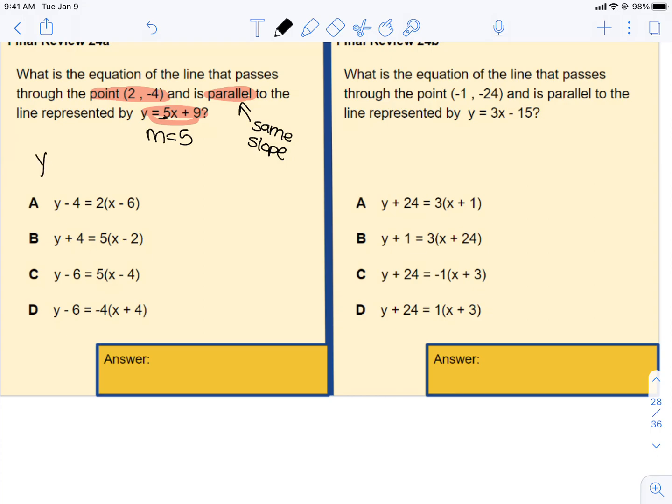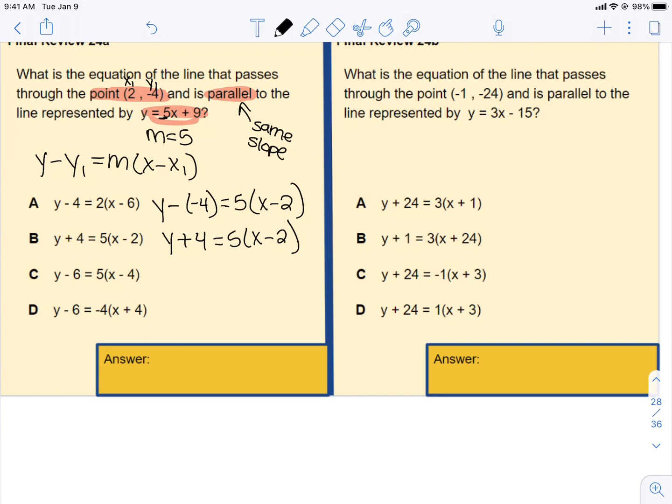And it looks like everything's in point slope form. So that is y minus y sub 1 equals m times x minus x sub 1. 2 is going to be my x sub 1, -4 is going to be my y sub 1, and 5 will be my slope. So I plug in everything. y minus -4 is equal to 5 times x minus 2. I don't like having a double negative, so I simplify. 2 negatives make a positive, but only in the math world.